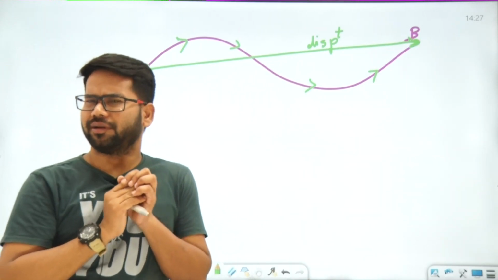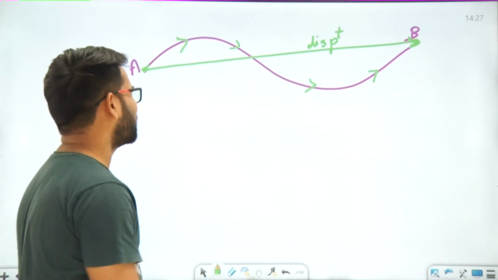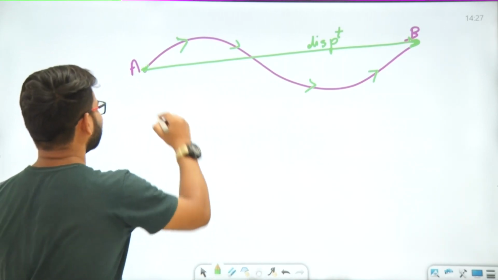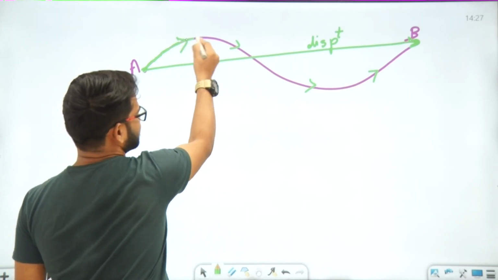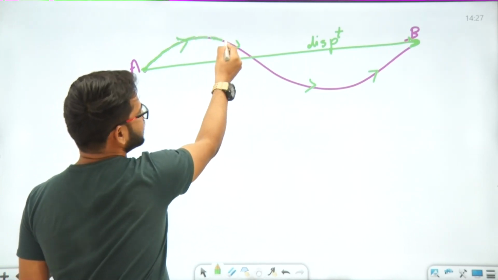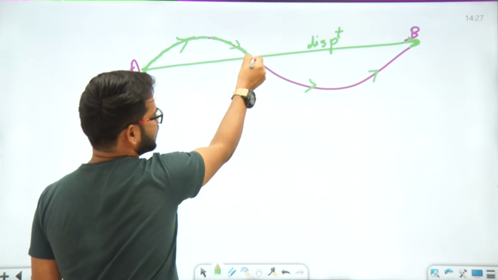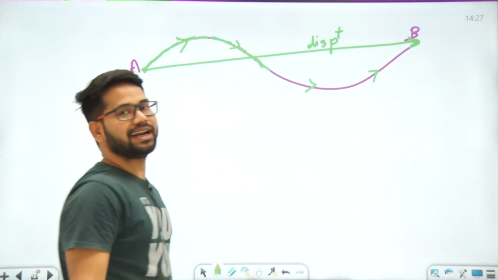But if you are asked about distance, then what you have to do is take the measure of this path length, right? So I hope you understand the difference between distance and displacement.